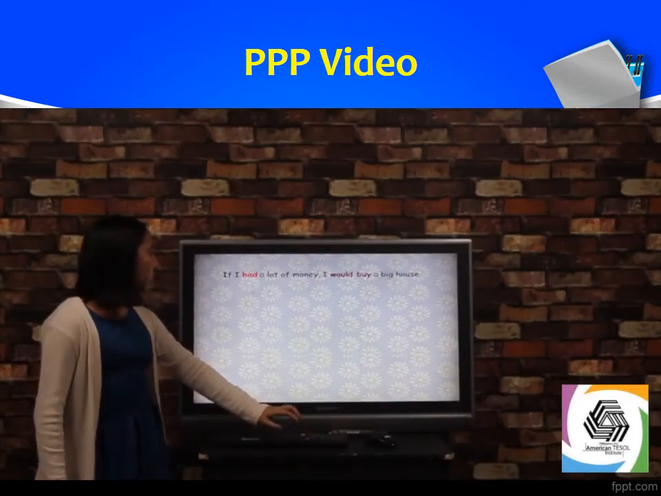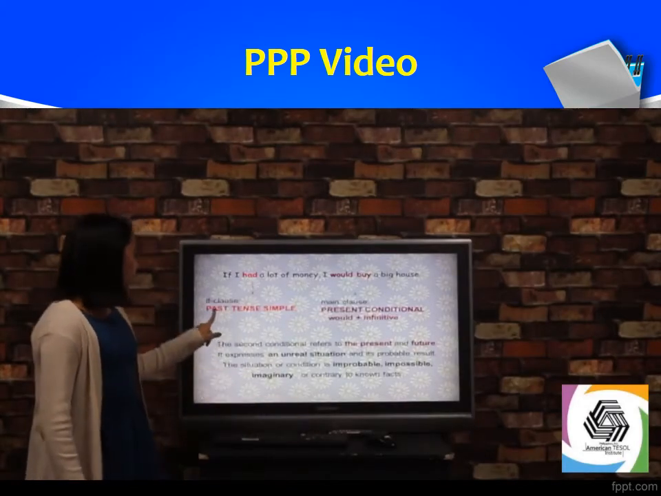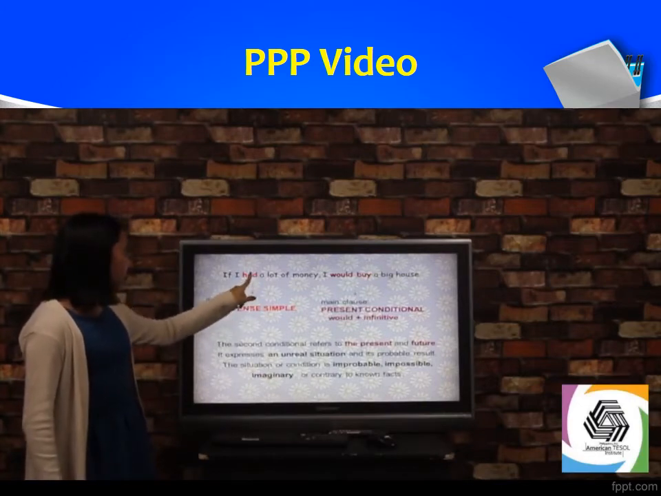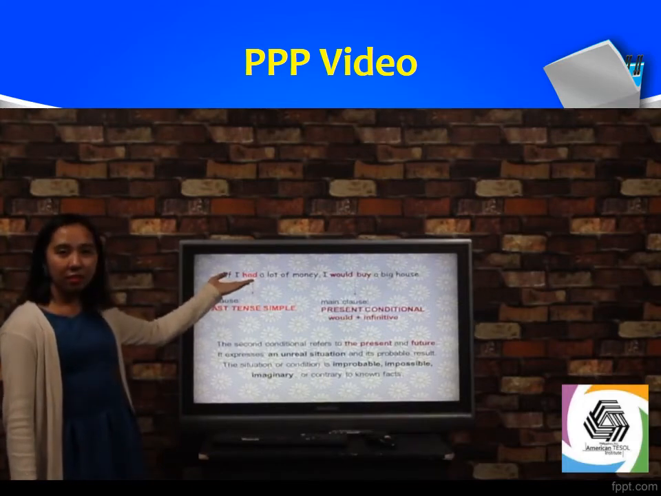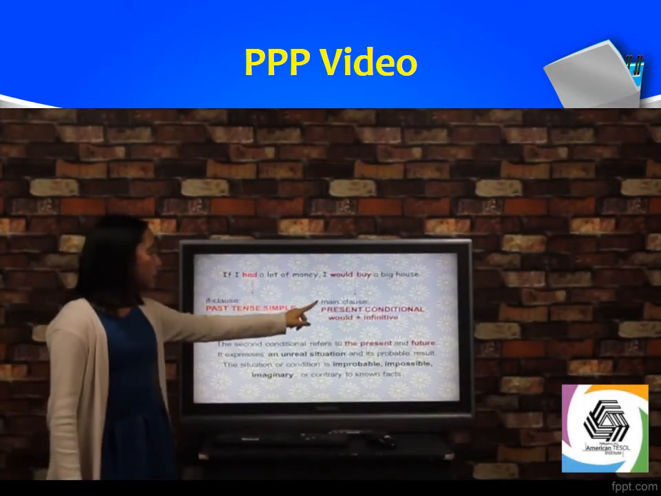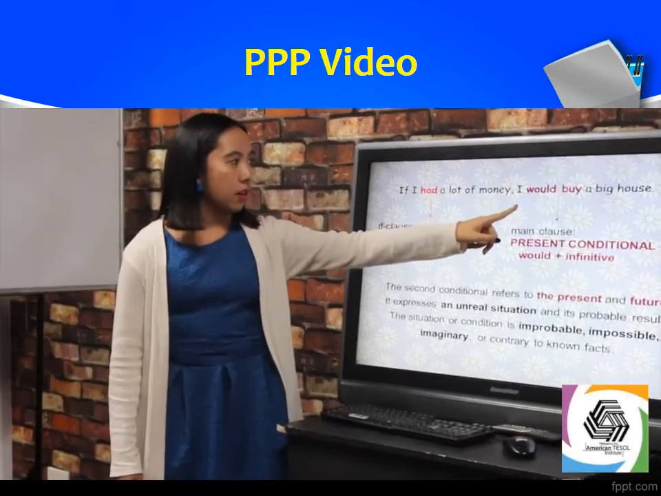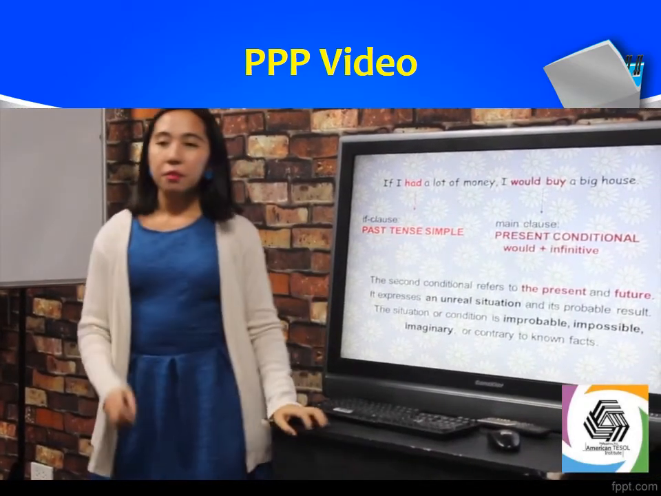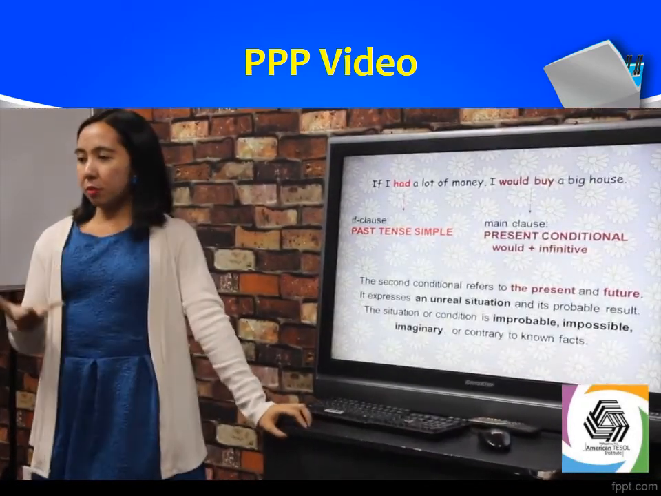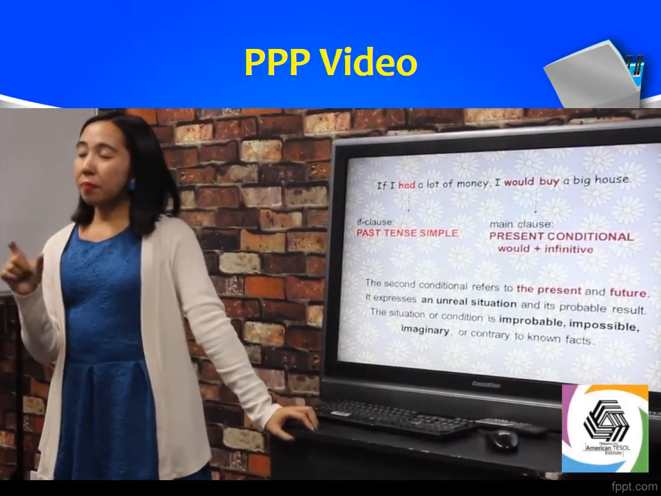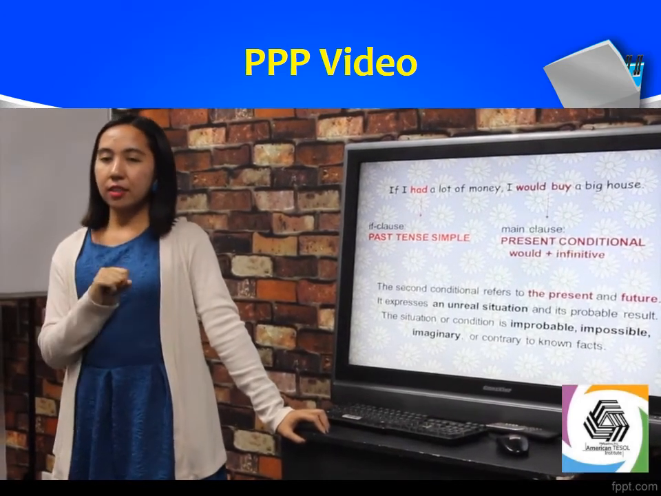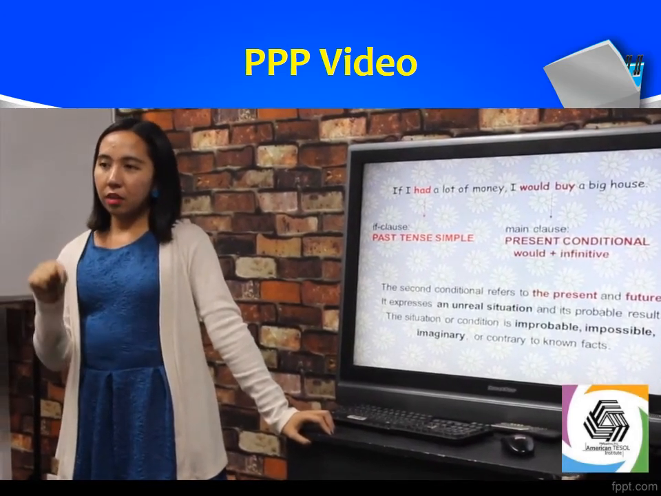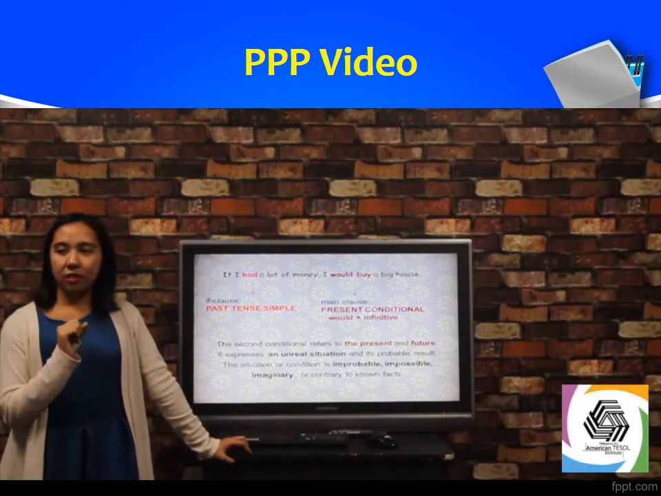Okay? So basically, when you talk about the second conditional, we have the simple past tense, or whatever the verb is in this sentence. The verb is had. And in the main clause, which is after the comma, would plus the base form of the verb. What is the base form of the verb? It's the simplest word of the verb. In this case, it's the word buy. I would buy, I would sell, I would do something like that.